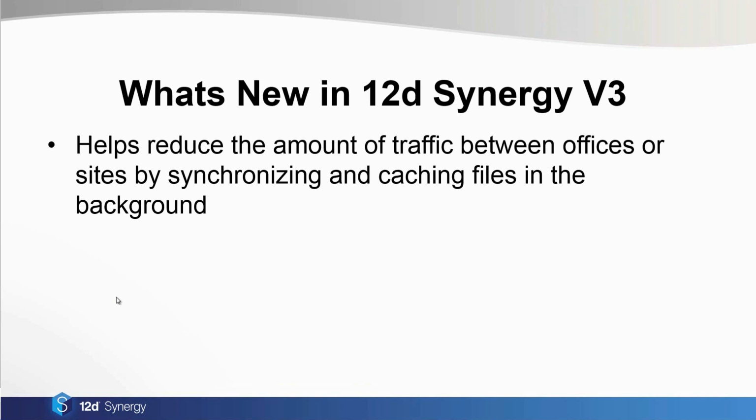In a regional or global work sharing environment, there can be a large amount of traffic running between all your offices. File replication servers help you significantly reduce the amount of traffic between those offices or sites by synchronizing and caching files in the background. This means that when people come in for work, they can be sure that the files that they need are sitting there waiting for them, and they don't have to wait for large transfer times across the internet.